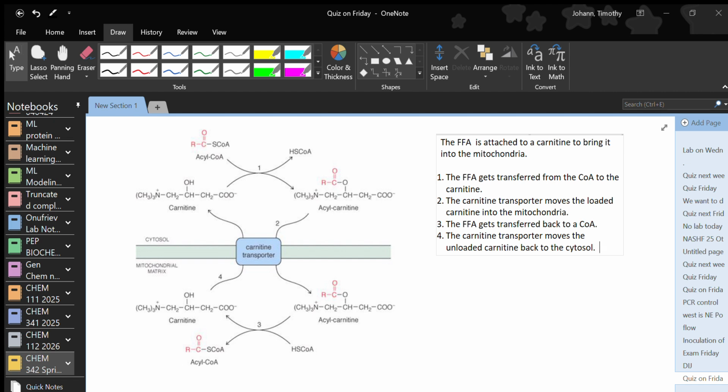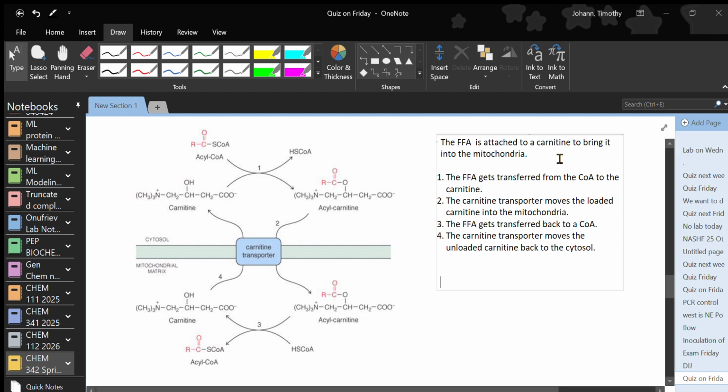And so if you had conditions in the body where you did not want to break down fatty acids, what could you do? Where could you stop this process? You could not load it onto the carnitine. There's an enzyme involved there. You could shut down the carnitine transporter and not let things move through. That'd be two great places to do it. Okay. Any energy spent in this process? No, thankfully, right?